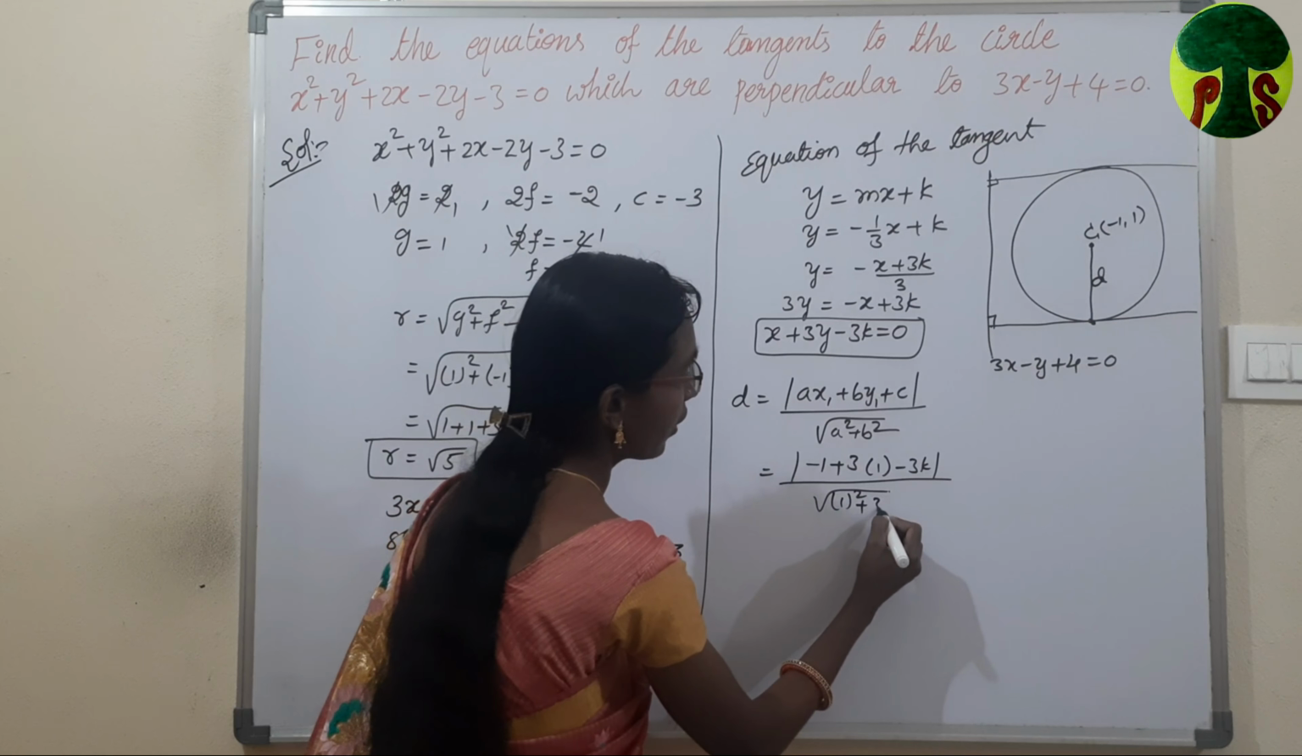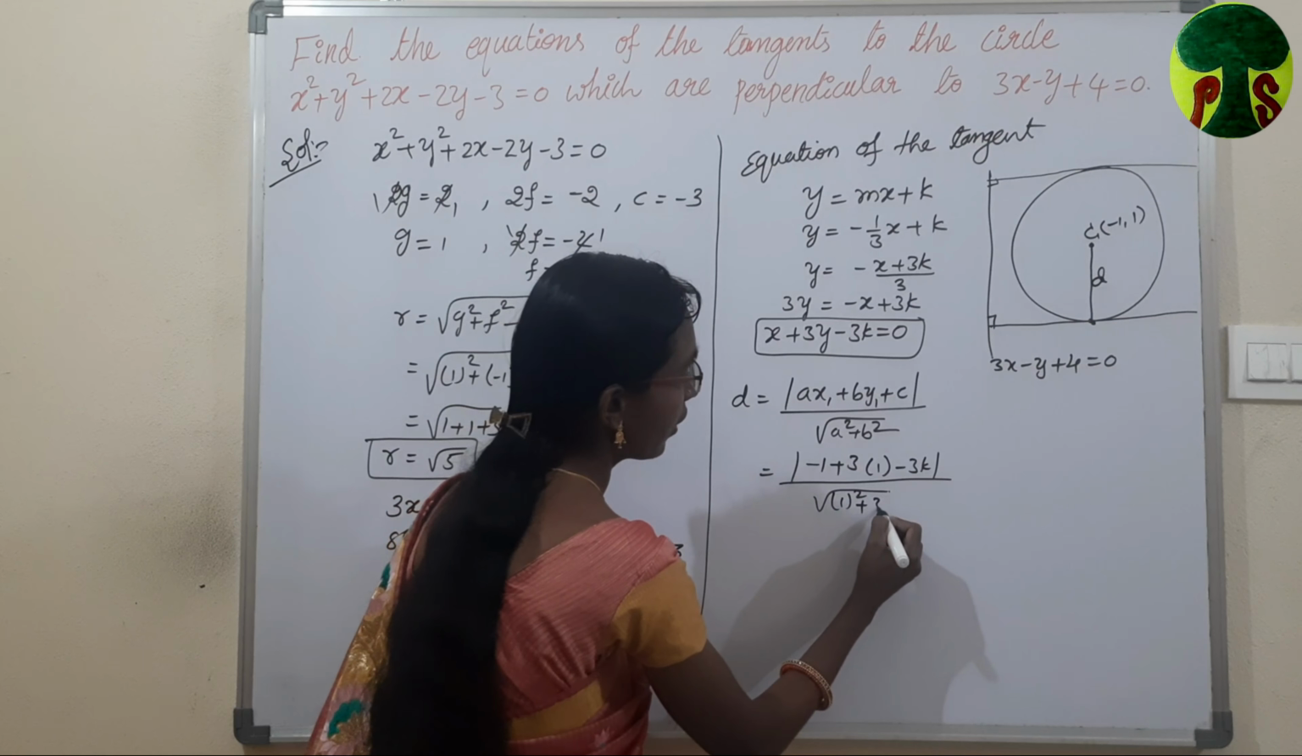1 square value is 1 plus 3 square value is 9, which is equal to modulus of minus 1 plus 3 is 2, so 2 minus 3k, divided by square root of 1 plus 9 is 10. What is this? This is the value of d.